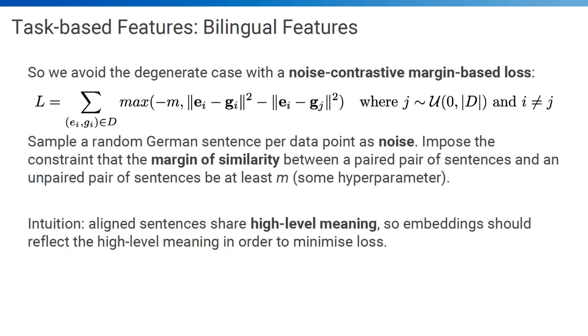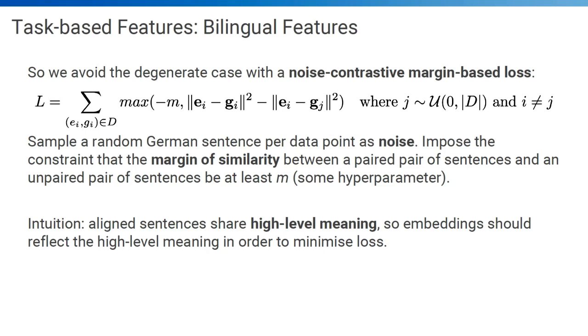So you can avoid the degenerate solution with a similar approach to the Colbert-Weston objective. So we're going to do a noise contrasted margin-based loss, which is a bit like a hinge loss. And we're going to basically take for each pair of sentences, English and German, we're going to sample another German sentence from the corpus, a different German sentence, which is now a distractor. And we want to maximize the difference between this distance and this distance such that it's more than m.